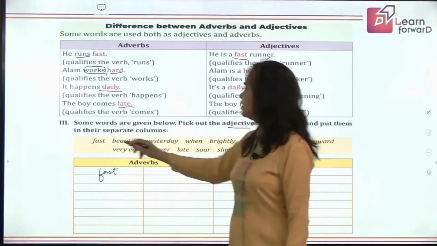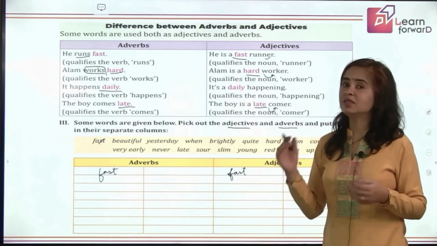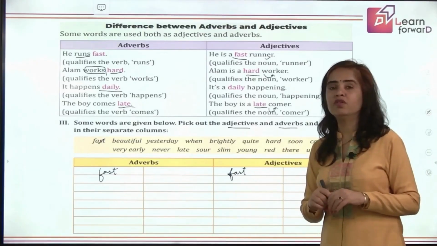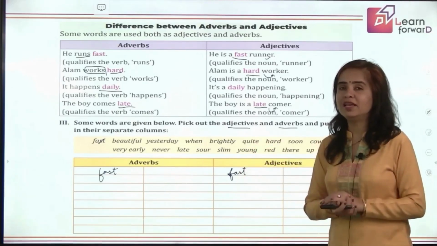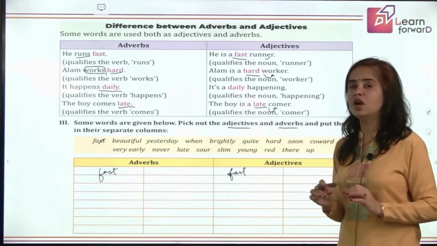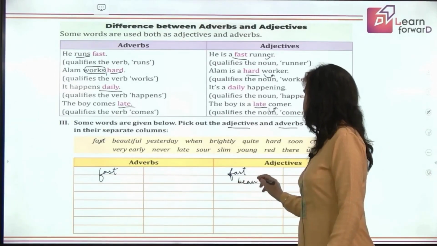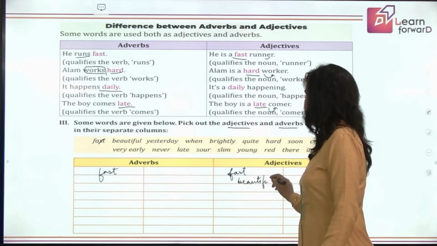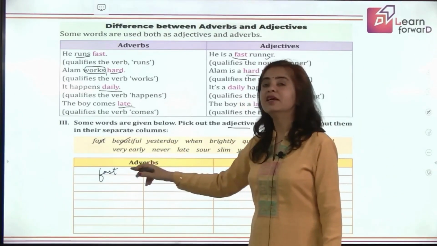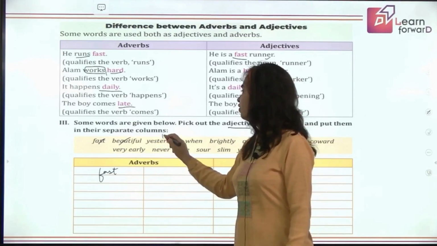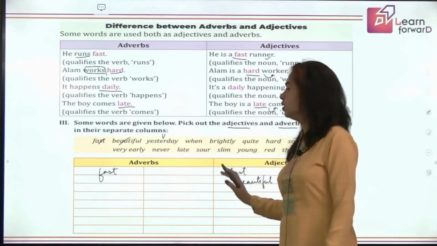Let's move to the next. Beautiful. Beautiful describes a noun only. If you change it into an adverb, what does it become? She dresses beautifully, right? She dresses beautiful is not correct. So beautiful is just an adjective. Right? Now yesterday. Yesterday is an adverb. Good. So for adverb, I am writing V. For adjective, I will write J. And you can put them in the correct columns.